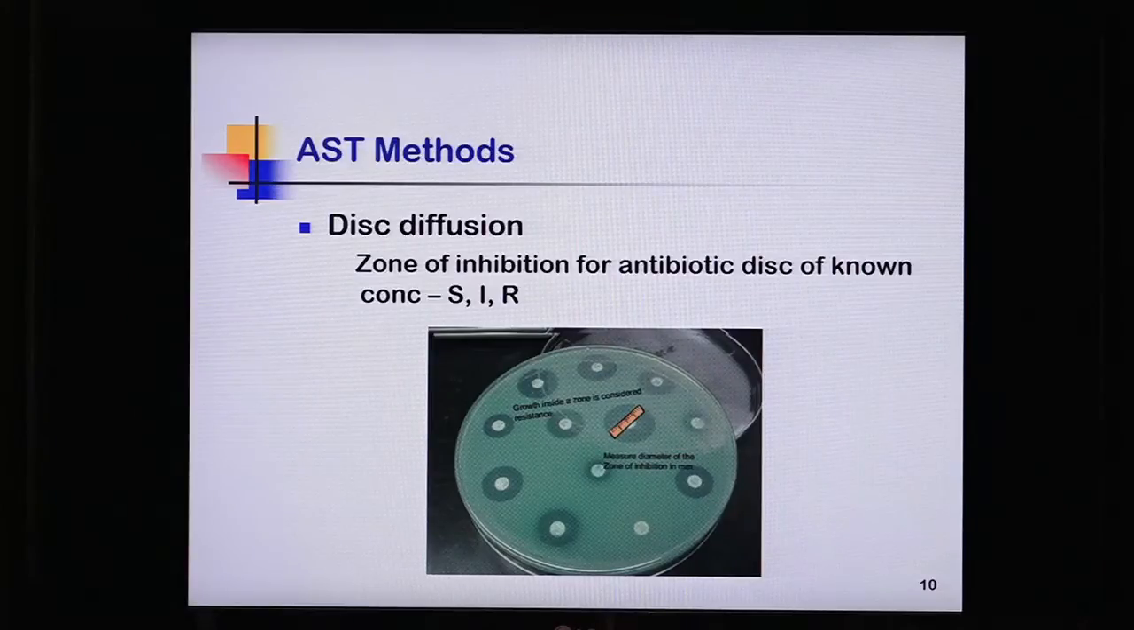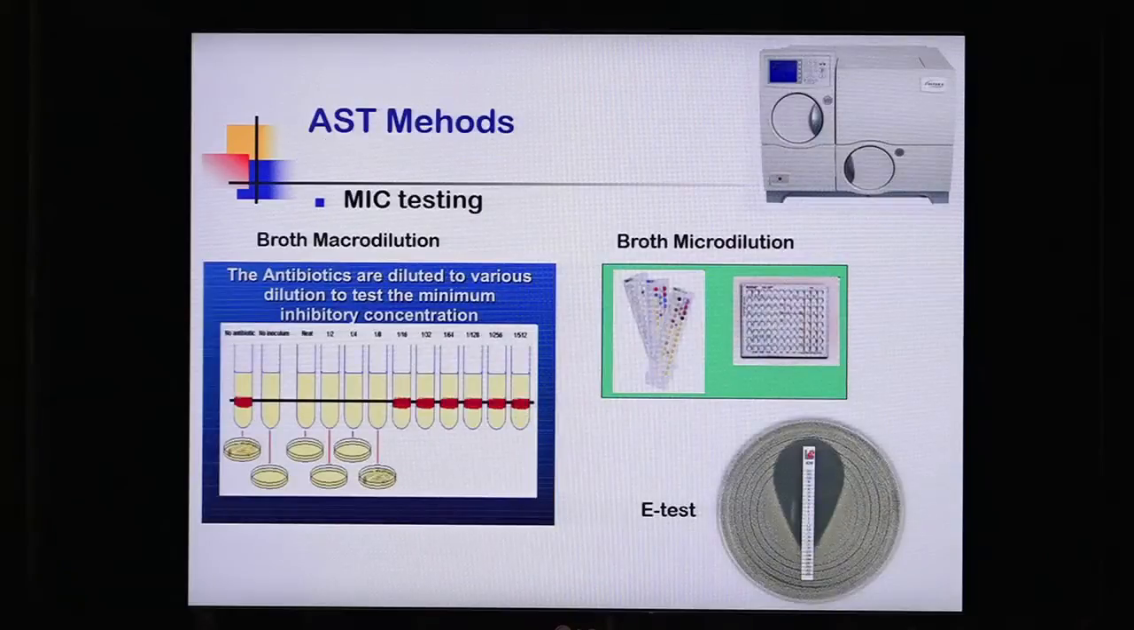We cannot do without this simple DST test, the disc diffusion test, which tells us whether an organism is sensitive, resistant or intermediate to an antibiotic. The simple method of putting the discs onto the Müller-Hinton agar and then measuring the zone diameters and according to criteria interpreting whether sensitive, resistant or intermediate. I'll come into a little more detail later.